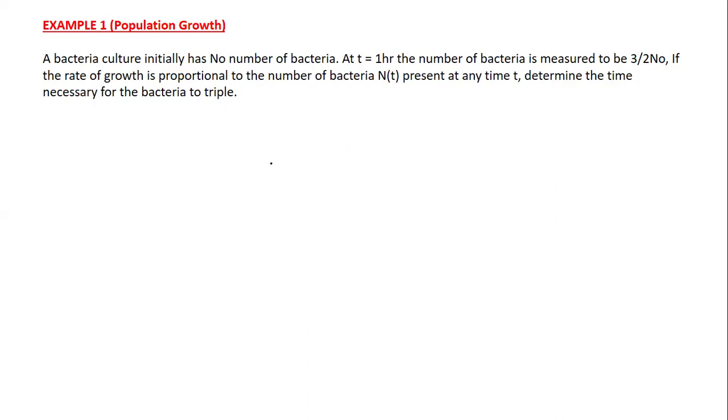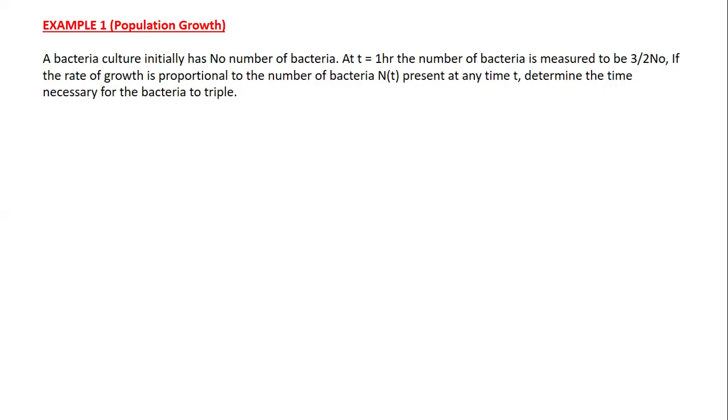Now the question says to us, a bacteria culture initially has n naught number of bacteria at time 0. At time t equals 1 hour, the number of bacteria is measured to be 3 over 2 n naught. If the rate of growth is proportional to the number of bacteria n(t) present at any time, determine the time necessary for the bacteria to triple. So now let's just break this down so that we can understand how to solve this question. For a fact, here we are talking about the growth of bacteria and so forth. So that means we are talking about population growth.